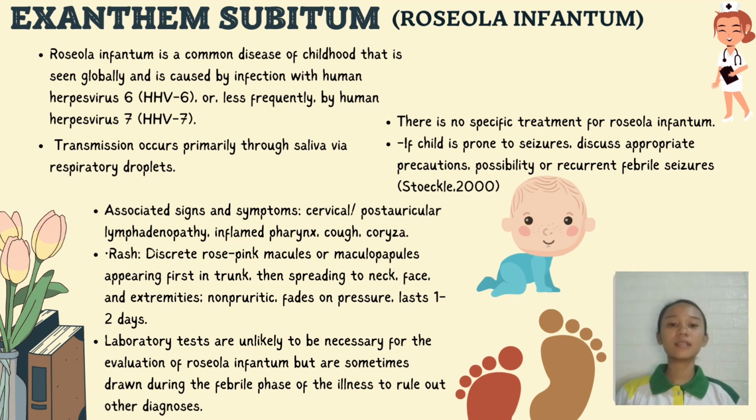So, as I said, the rash has discrete rose-pink macules or maculopapules appearing first on the trunk, then spreading to the neck, face, and extremities.